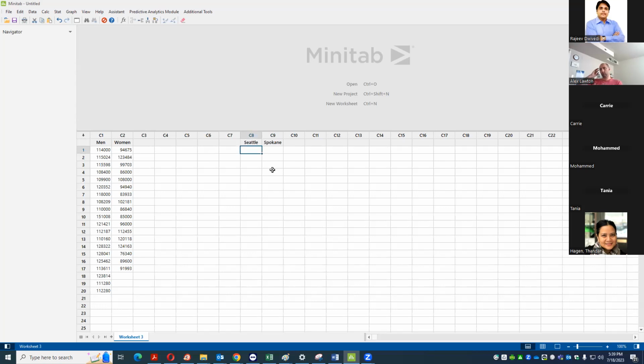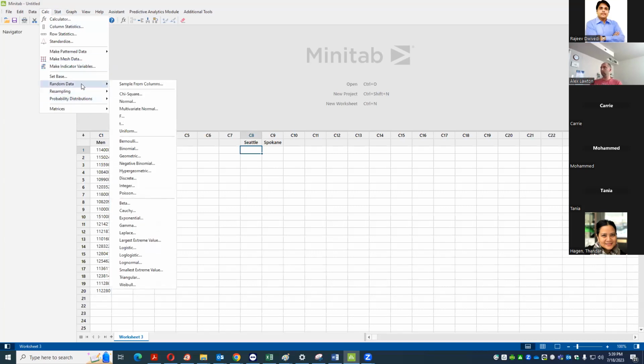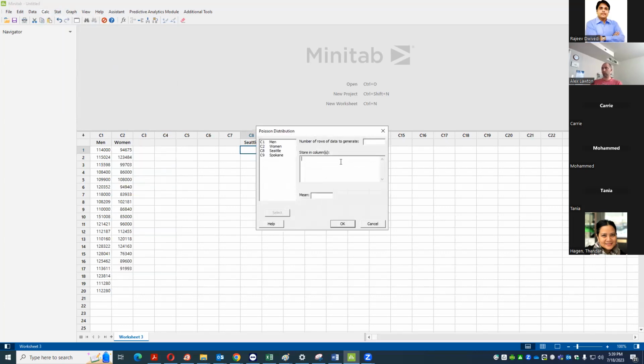Now, instead of doing that, I'm just going to generate random data, and I'm going to use integer. Where is integer? So I'm going to do it in Seattle, and I'm going to generate 50 house prices of Seattle.